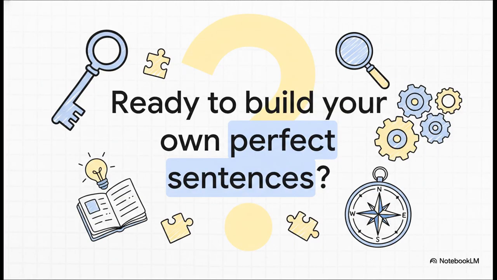So now you've got the clues, you've got the rules, and you have the sentence structure. That whole puzzle of haben and sein, it's not so puzzling anymore, is it? It's just a logical system. And now that you have the key, the only question left is, what are you going to go out and describe first?